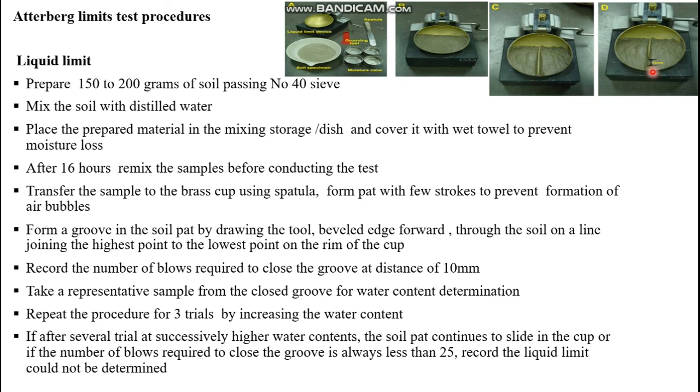And when the two grooves come in contact, you record the number of blows, and you take the representative soil mass for further moisture content determination. You repeat the trial about 3 times by increasing the water content.